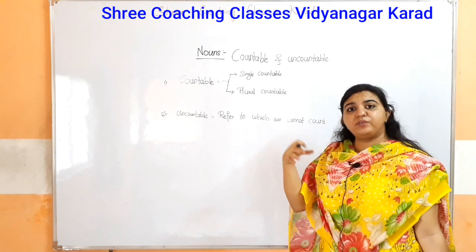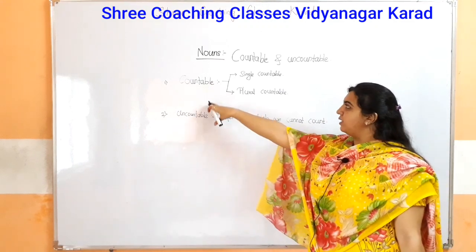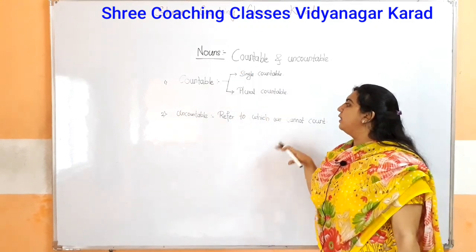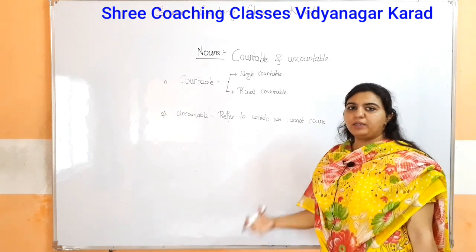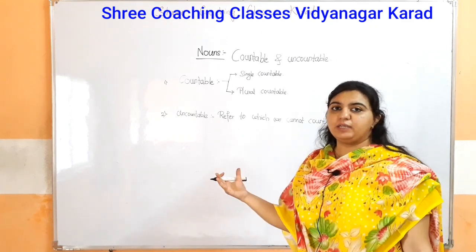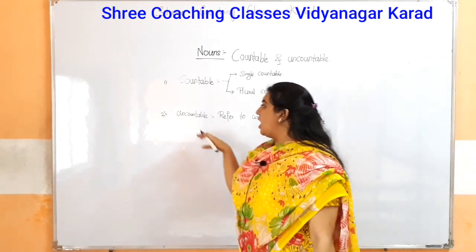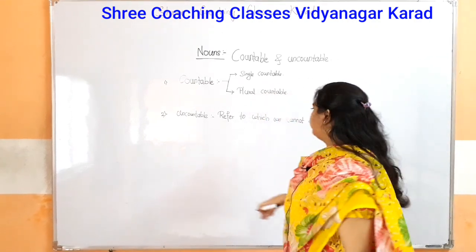Means the numbers which we can count are called the countable nouns. And the numbers which are limitless, which we cannot count up to that particular number, in short we call it infinity. That is called an uncountable noun.